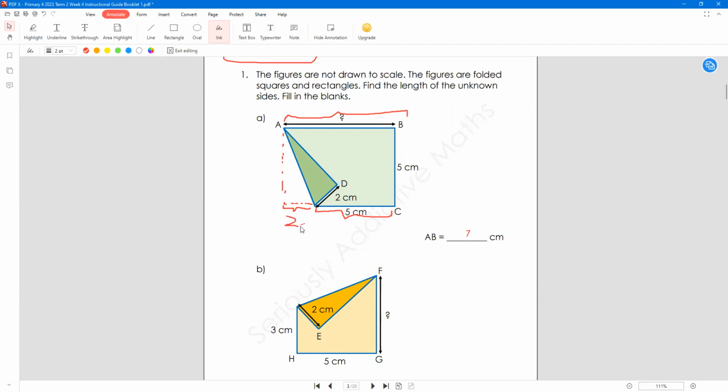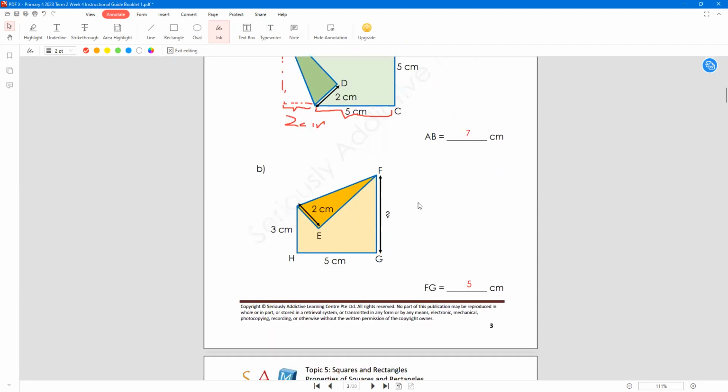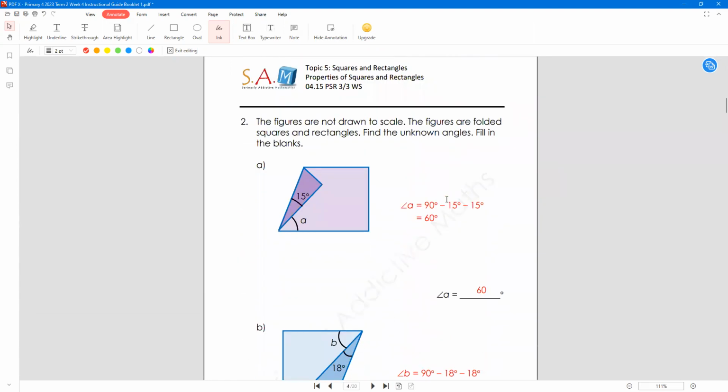So therefore, it's 2 cm plus 5 cm. Okay, then get them to do this. They should be able to do it, right? What is S? Basically, it's finding out what this side here is. So they need to unfold it. Okay, they'll be able to answer the question.